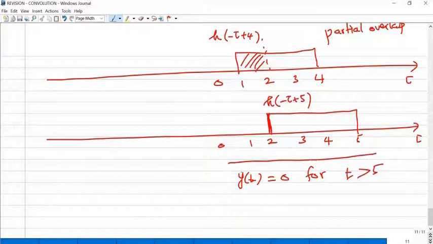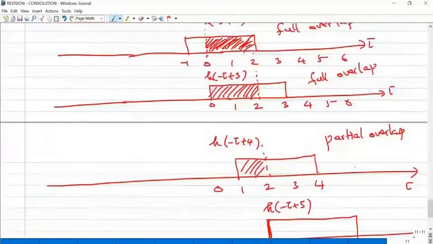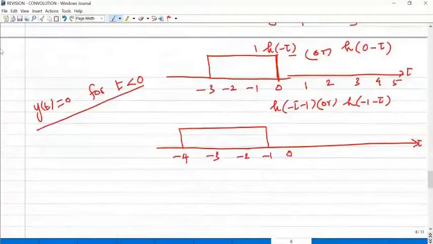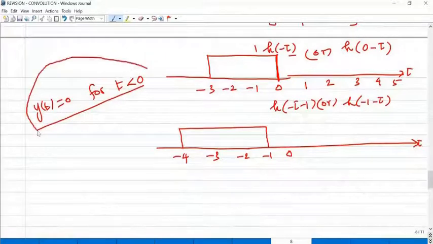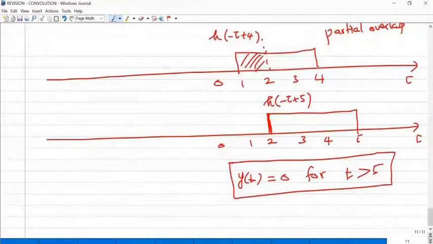So now y of t equals 0 when t is greater than 5. In this example, y of t equals 0 when t is greater than 5, and y of t equals 0 when t is less than 0. In this case also y of t is 0, and in this case also y of t is 0. In between cases, x of tau h of t minus tau is valid.